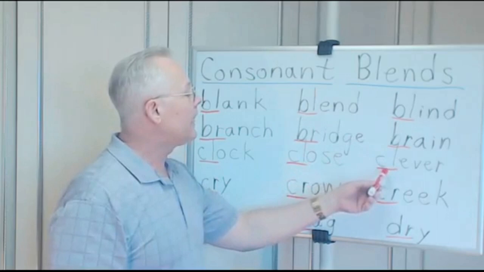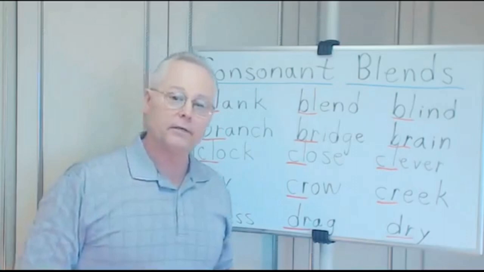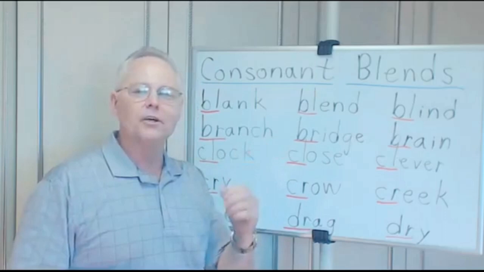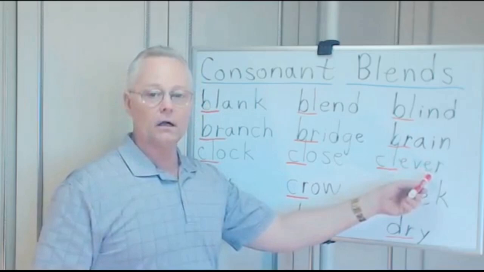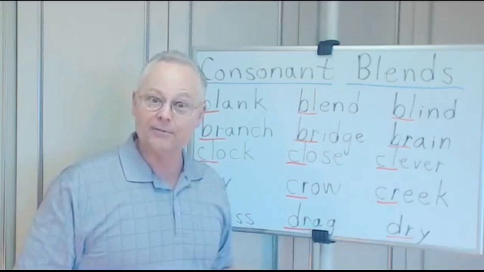Here we have cla, ever, clever. If someone says that you're very smart, you're tricky, maybe tricky, you're kind of clever. Oh, he's a clever person. He or she can figure things out. They're smart, right? Cla, ever. E-V-E-R is the word ever, like, have you ever eaten chocolate ice cream? But this is clever.